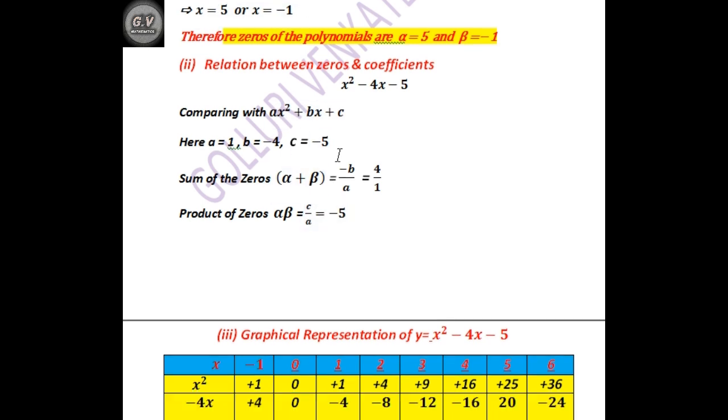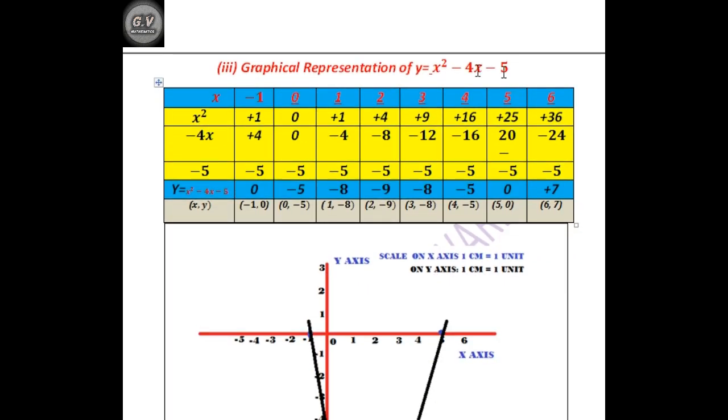Now we are going to discuss finding the zeros of the quadratic polynomial using graphical representation.